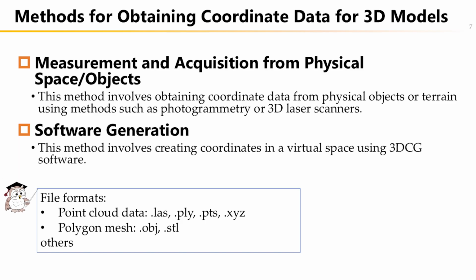The following are some of the most common file formats for storing acquired coordinate data: point cloud data, .las, .ply, .pts, .xyz. Polygon mesh, .obj, .stl, and others. This lecture will cover measurement and acquisition from physical spaces and objects.